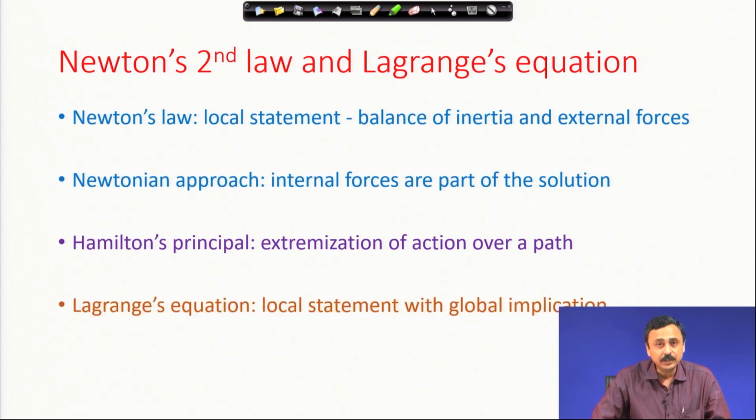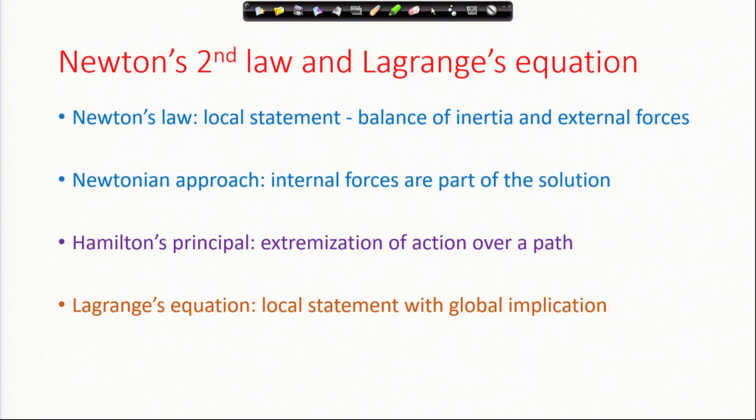Now, the Lagrange's equation that we derive out of Hamilton's principle turns out to be a local statement. So, that is a differential equation, and we will discuss this further. What we obtain is a local statement, but which has global implication because we started from Hamilton's principle. In other words, these equations of motion, though they are local statements, have global implication. There is something to be minimized or maximized, extremized over the path of motion. Of course, that exists in the Newtonian approach also, but we do not look at it that way.